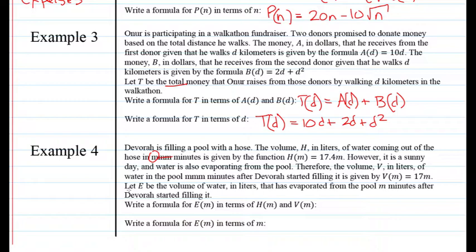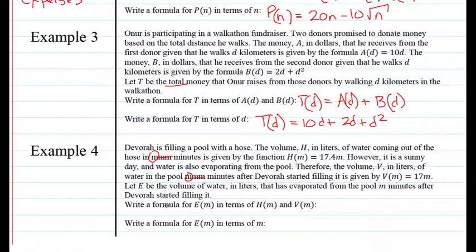However, it is a sunny day and the water is also evaporating from the pool. Therefore, the volume V in liters of water in the pool m minutes after Deborah started filling is given by V of m equals 17 m. Let E be the volume of water in liters that has evaporated from the pool m minutes after Deborah started filling. Write the formula for E of m in terms of H of m and V of m.